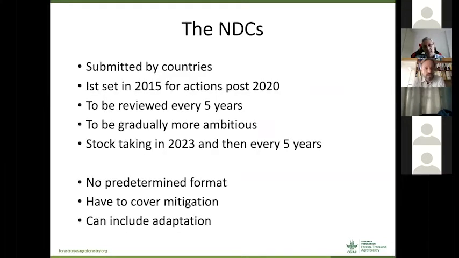So the NDCs submitted by countries were set up in 2015, start in 2020, and are reviewed every 5 years to be gradually more ambitious, with the first stocktake in 2023 and then every 5 years. No predetermined format. They have to cover mitigation and they can include adaptation.